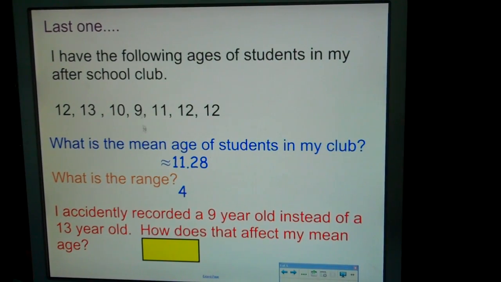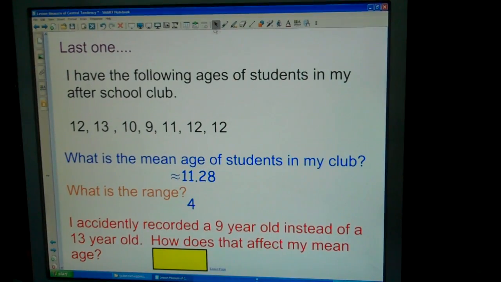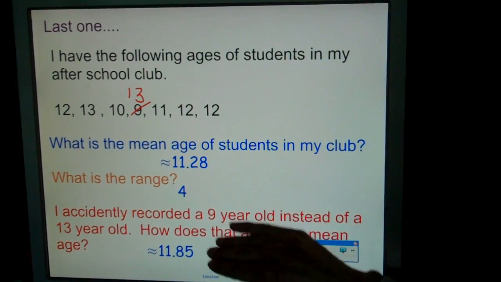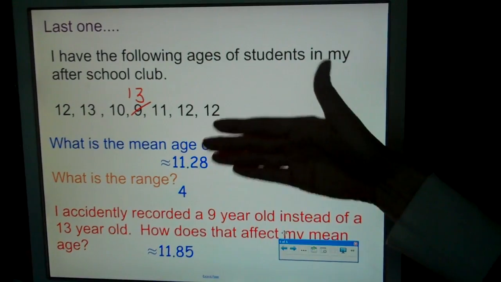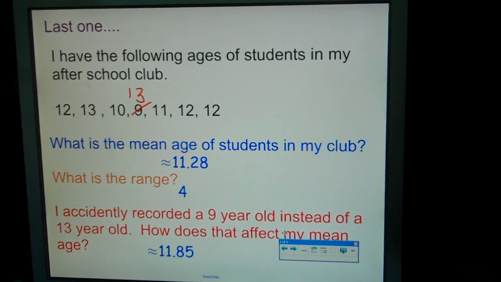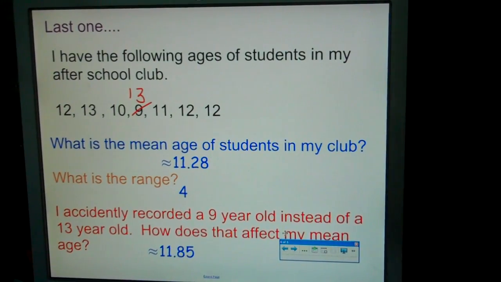I accidentally recorded that 9-year-old and he was supposed to be 13. So you get marked out and you're supposed to be a 13-year-old. So how does that affect my mean? What do you have to do? You have to recalculate the mean. So do it. If you haven't done it already, pause me and redo it. So what happened? The mean went up. It increased a half a point or a half a year. It was 11.28. Now it's approximately closer to 12. So the average age is closer to 12 now.